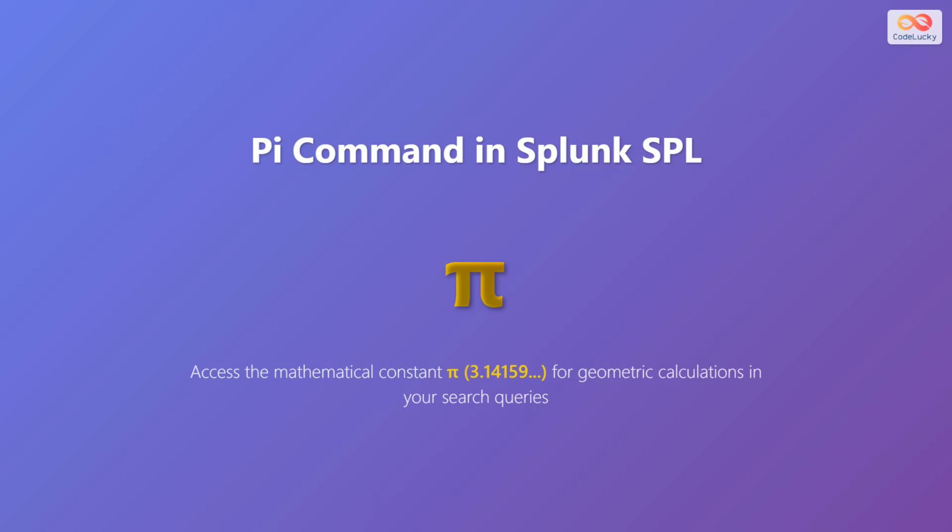Welcome to our tutorial on the Pi command in Splunk search processing language. The Pi command provides access to the mathematical constant pi, which equals 3.14159 and continues infinitely. This constant is essential for geometric calculations and appears frequently in mathematical formulas involving circles, spheres, and trigonometric functions. In Splunk, the Pi command allows you to incorporate this fundamental mathematical constant directly into your search queries and data analysis operations.